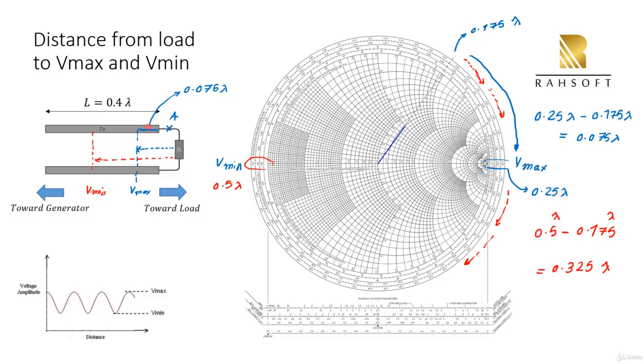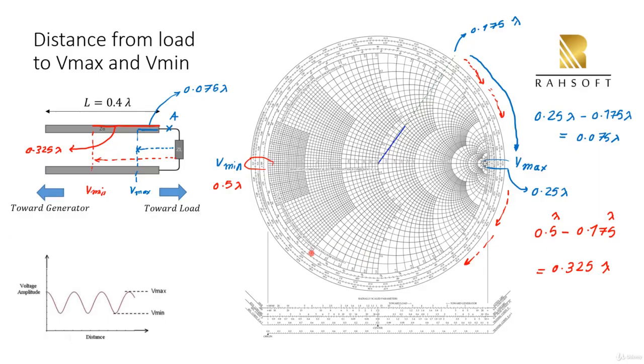And what is this portion? I'm going to show this with a red color here. Let's say this is my portion, and this one is going to be, let me show it here, 0.325 lambda. So that's what we have.